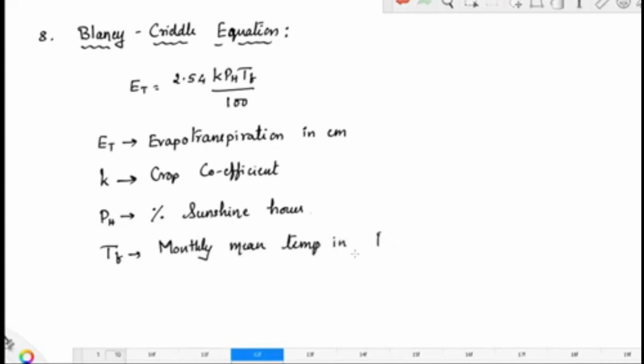in Fahrenheit. So the conversion formula to convert from degree centigrade to Fahrenheit is 1.8 T degree centigrade plus 32. So this formula also you remember. So these are the equations and points which we require from chapter number 4, evaporation and transpiration.